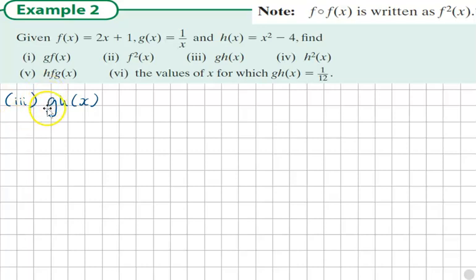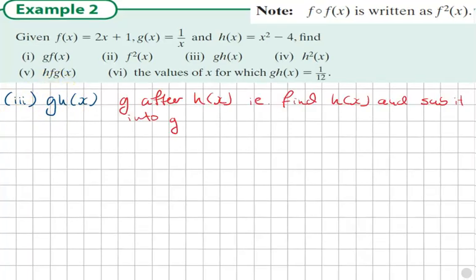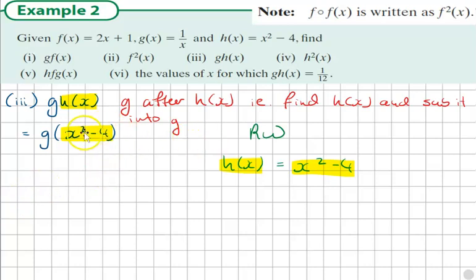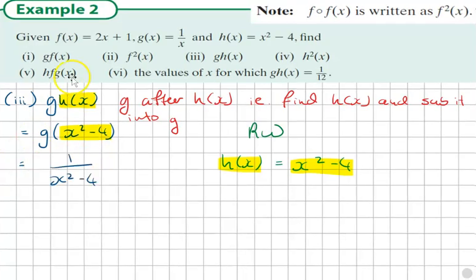Part 3, g after h of x. That is, find h of x and sub it into g. So our rough work is just to write down our function h of x equals x squared minus 4. So we're going to sub that into our function g, and we're going to get g of x squared minus 4. So we go up to our question. g is 1 over x, so we're going to replace the x with x squared minus 4. And that's our answer.